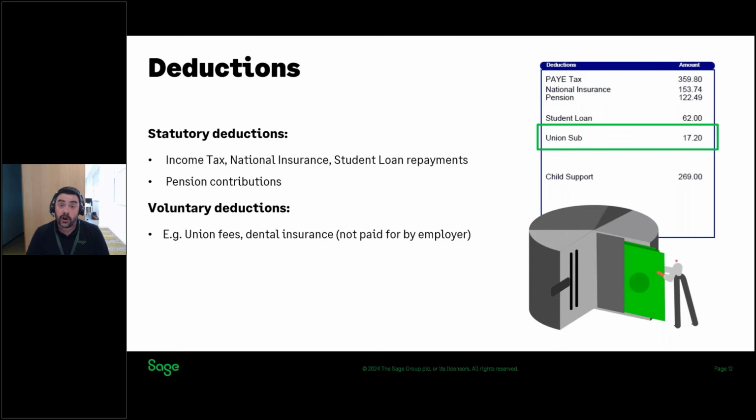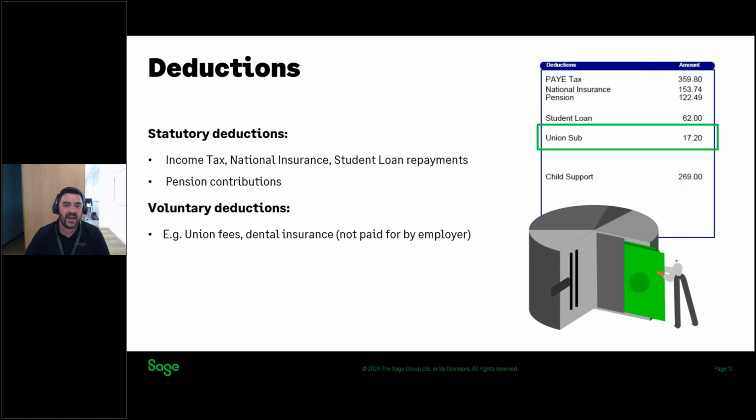I've then got some voluntary deductions. So this is things that the employee has chosen to be deducted from their pay usually. Some examples of voluntary deductions, and there's loads of these that could be in play, is union fees. So if there's a subscription to a union that's taken from the employee's pay, that can be deducted from their pay, and then that subscription is paid over. They might have joined a dental plan that's facilitated by the employer, but not actually paid for by the employer as a benefit. So on my payslip, I have a deduction for dental insurance, so that is deducted after tax and NI.